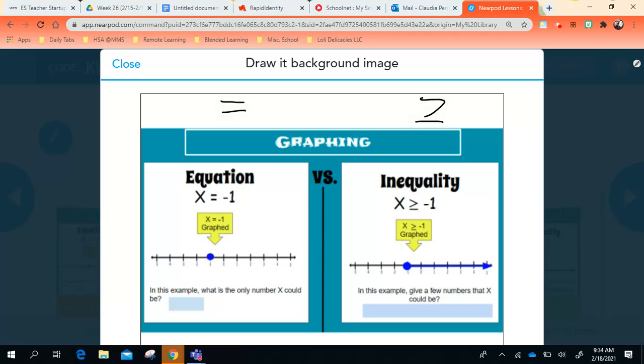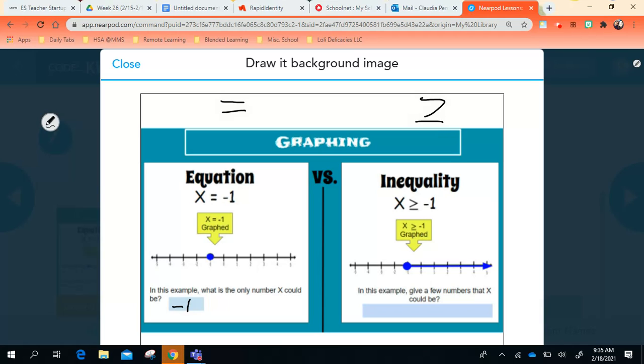Okay, so let's go ahead and look at the one with equations. It says x equals -1. So it shows it in the graph. Notice how when you graph an equation, all you're doing is a dot. We're not thinking about if it's open or closed or anything. And what's the only possible answer for this? -1. X is only -1. That's it. Now, when we look at an inequality, it says x is greater than or equal to -1.